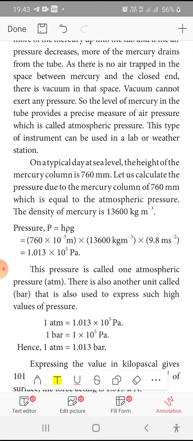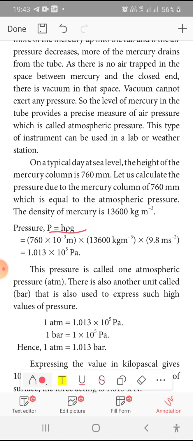Let us calculate the pressure due to the mercury column of 760 mm, which is equal to the atmospheric pressure. We know the formula for pressure is h rho g, isn't it? So what is the height? 760 mm, where mm means millimeter, so 760 into 10 power minus 3 meter. Rho is density. The density of mercury is 13,600. And for gravity, you can consider it roughly as 10.